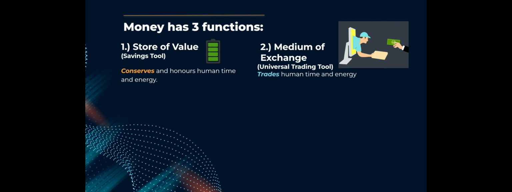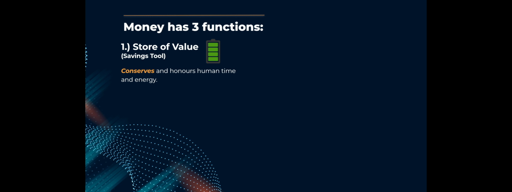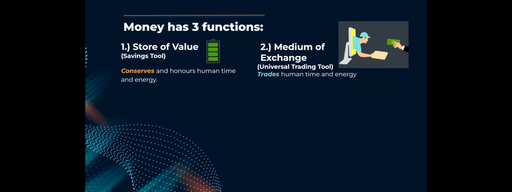Just like the energy stored in the battery of your phone, money should also be able to store its energy or purchasing power. This monetary energy can be conserved as savings or transferred to consume or produce goods and services. Which leads us to the second function of money, that it functions as a medium of exchange, or in other words, a trading tool that can be used with other humans in exchange for goods and services.